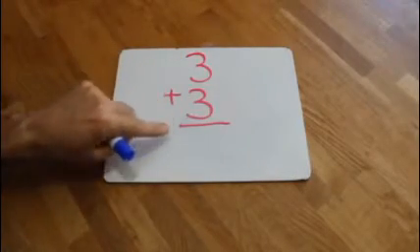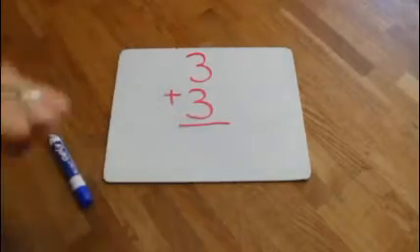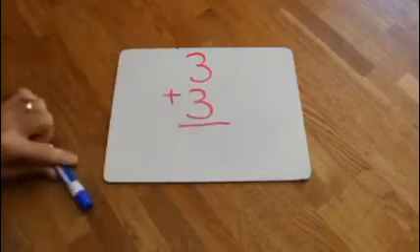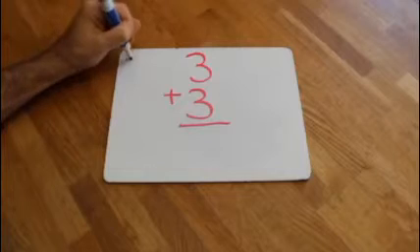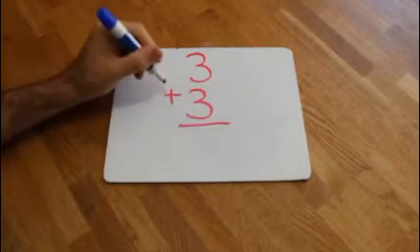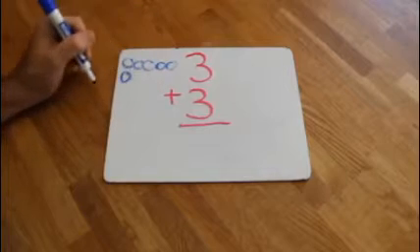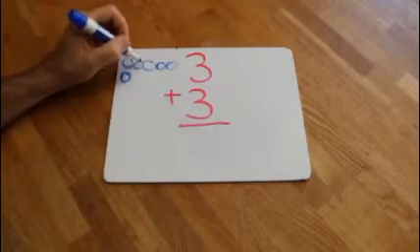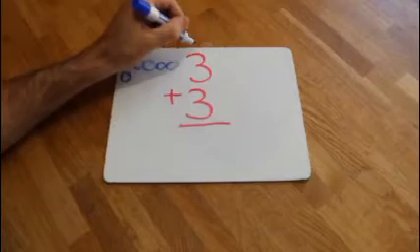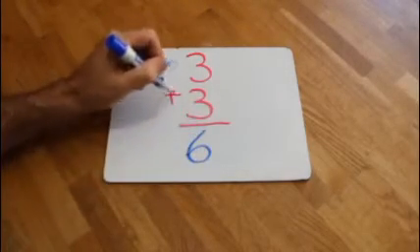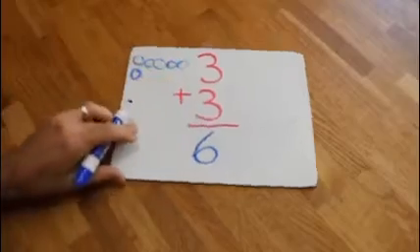Three plus 3 equals. Mental math. Fingers. Pictures. Start with our 3. 1, 2, 3. Plus means more. How many more? 3 more. 1, 2, 3. How many all together? 1, 2, 3, 4, 5, 6. Straight down underneath there, 6. 3 plus 3 equals 6.